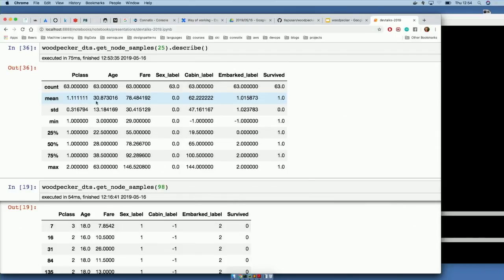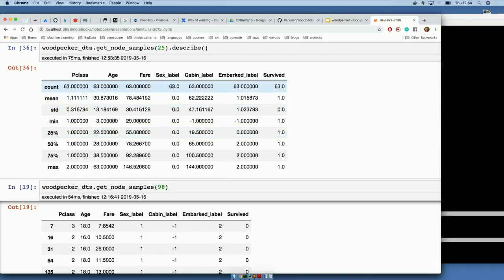If you look, for example, at the age, the mean is 30. The standard deviation is a little spread, so it means that most of the passengers are between 20 and 40. So you know that these passengers are young to mid-age people.